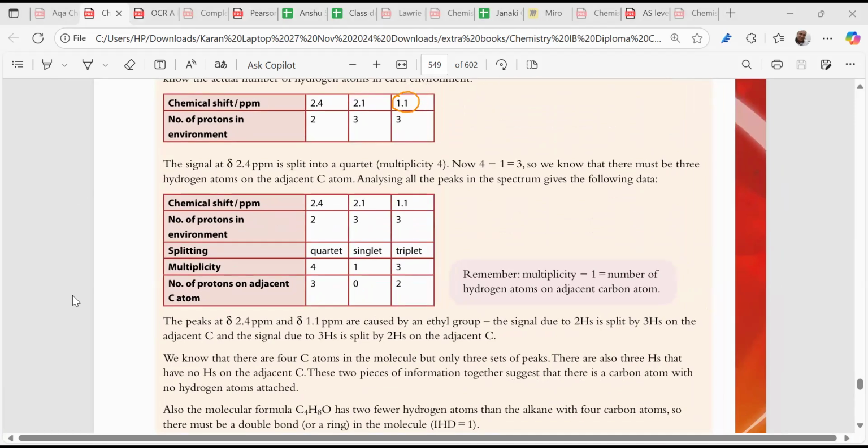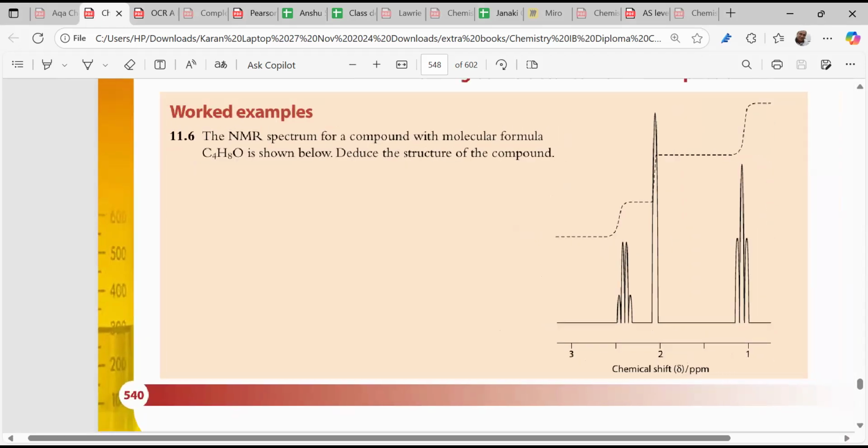Now, can you put a scale over here? Integrated test. Can you put a scale? Can you help me? It's a scale. See, if you put the ratio, it will be 2:3:3, right? Clear? Got it? So, integrated test.